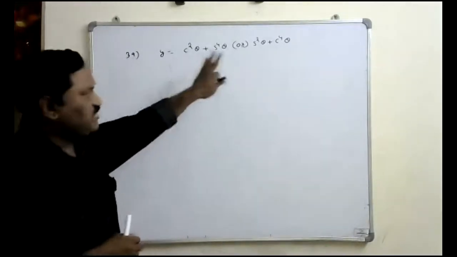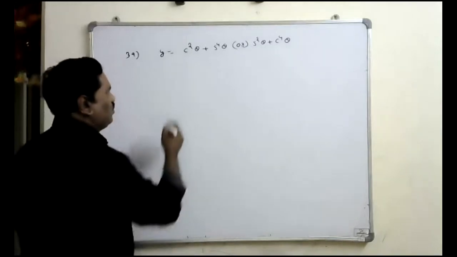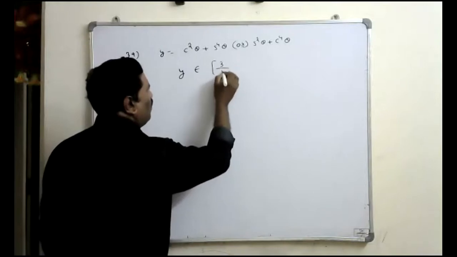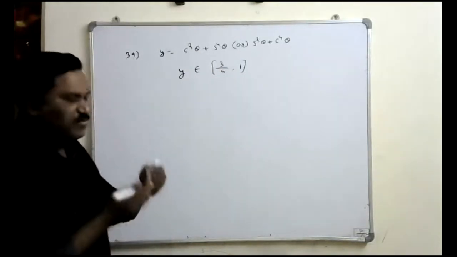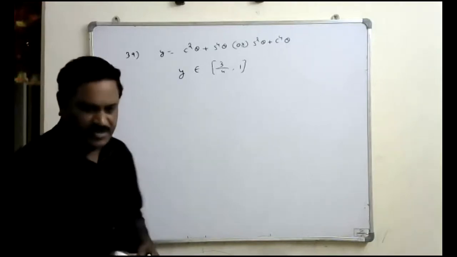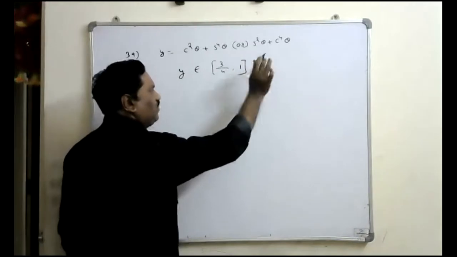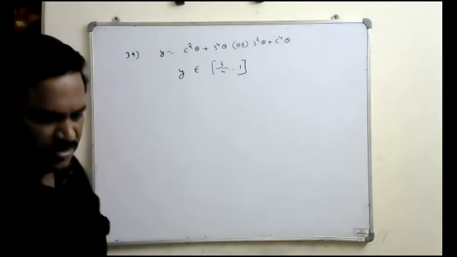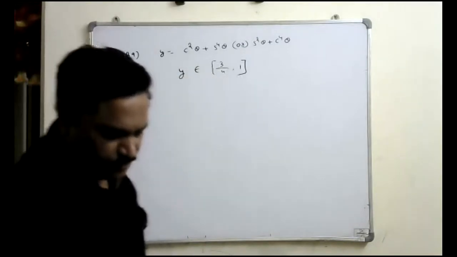If the expression is like this, the maximum or minimum value of this expression is this y value. Its minimum value is 3 by 4, and maximum value is 1. Just remember that. Its minimum value is 3 by 4, maximum value is 1, which is a standard answer. Just remember this answer. y belongs to [3 by 4, 1]. The expression might be either like this or like that. Take that.